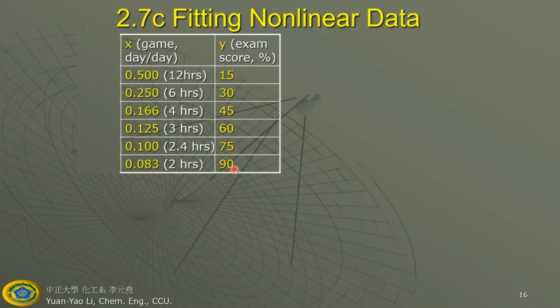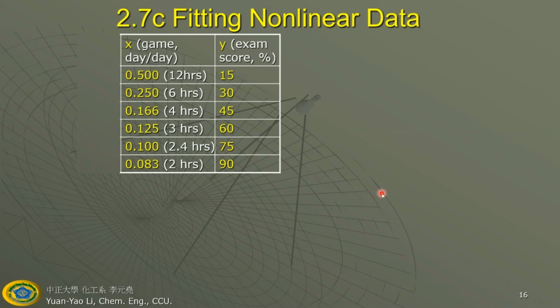Then here I want to ask you. You might say, well, Professor, can I play 1 hour? What's my final score? Can you tell me? If I play only 1 hour a day, what's the final score? You might say 95, 99. Which one? Do you have a mathematical model for this data?